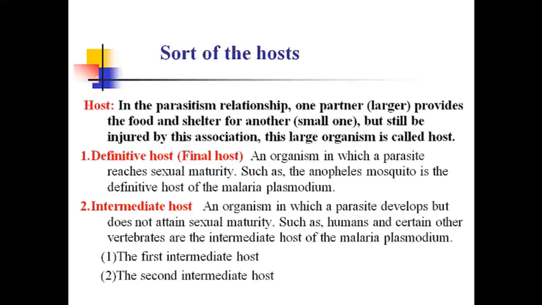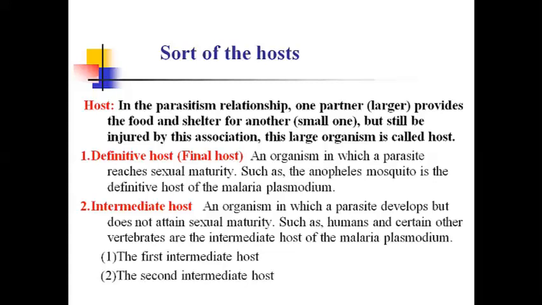The next type of host is the intermediate host. It is an organism in which a parasite develops but does not attain sexual maturity. This kind of host is very simple. You can differentiate definitive and intermediate: in the definitive host the parasite reaches sexual maturity, and in the intermediate host it does not attain sexual maturity, such as humans and certain other vertebrates. Vertebrates are the intermediate host of the malaria plasmodium. It's like it's in the middle, right?